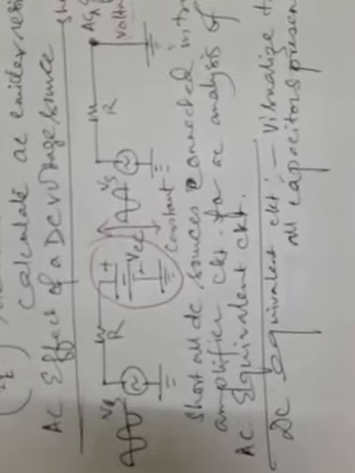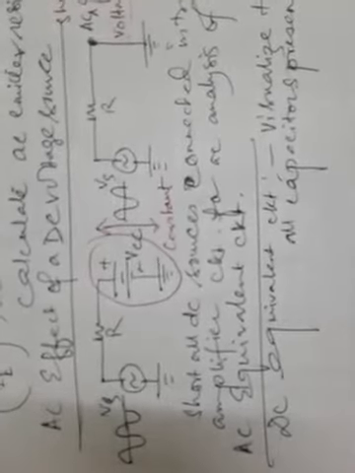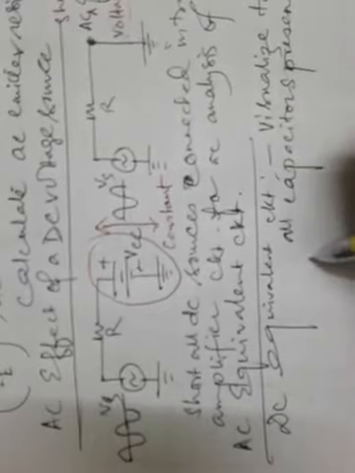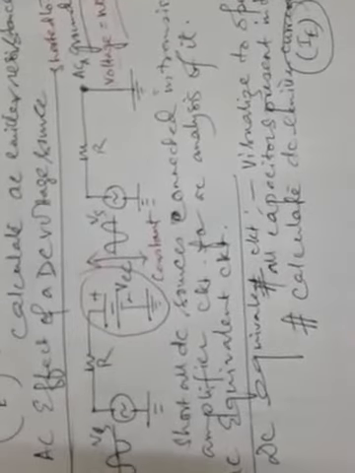And the main criterion of DC analysis, the main idea, is to find the DC emitter current, because it is required to calculate the AC emitter resistance. So to calculate or find out the DC emitter current, that means capital IE. This is the important calculation for finding the DC equivalent circuit of a transistor amplifier.